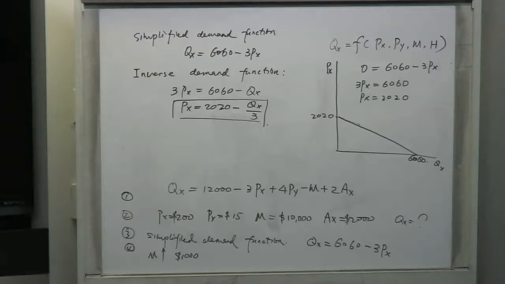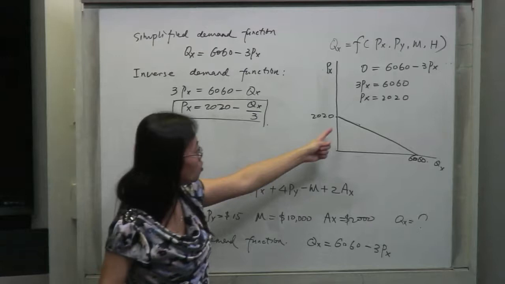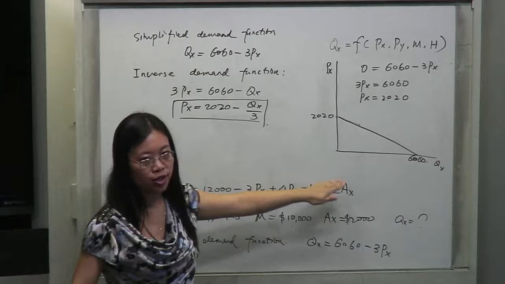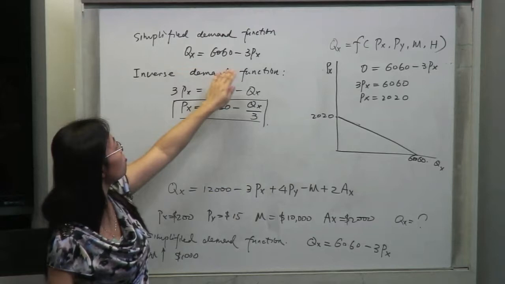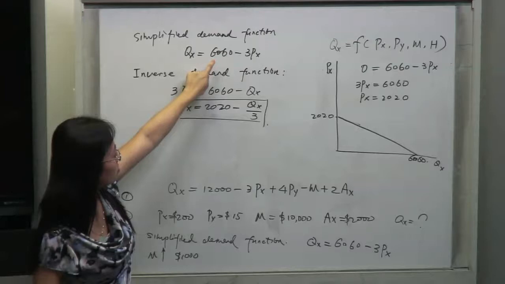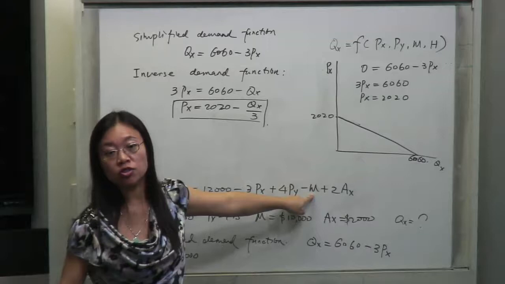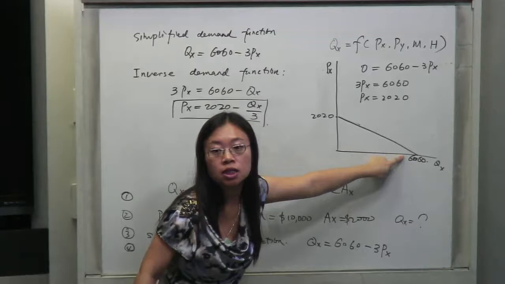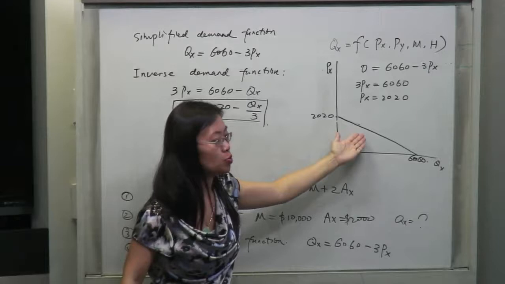Yeah. Okay. And you should be able to know the magnitude of the shift as well. So what you do is you add $1,000 to this whole thing here, right? Then the new simplified demand function would be qx minus what? Actually, you're going to deduct $1,000, okay? So this will be 50,60 minus 3px. So this value here will be 50,60, and this value is 50,60 divided by 3. And these two lines are parallel to each other, right?